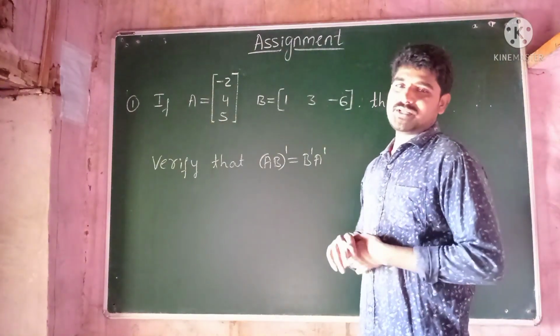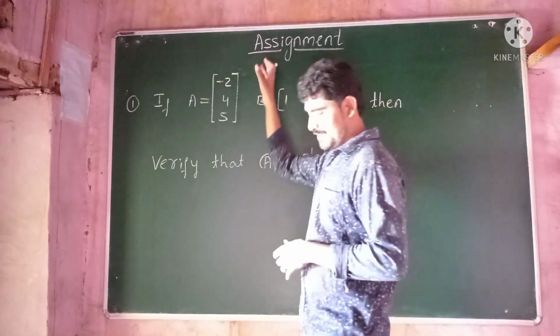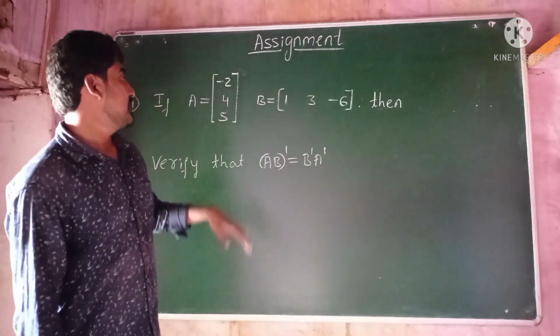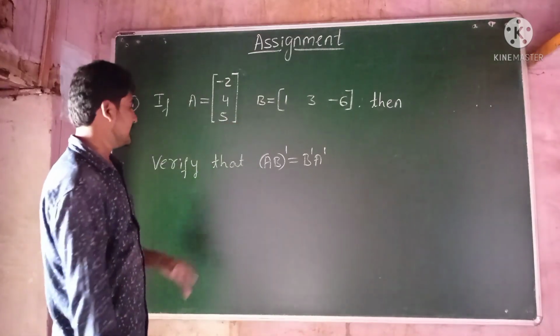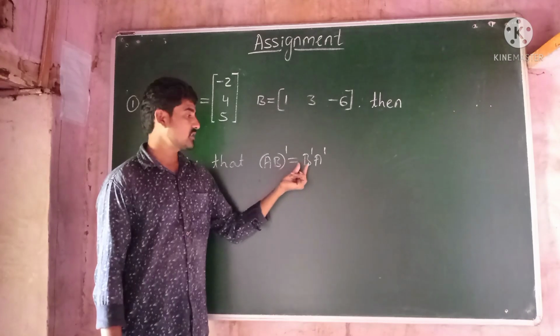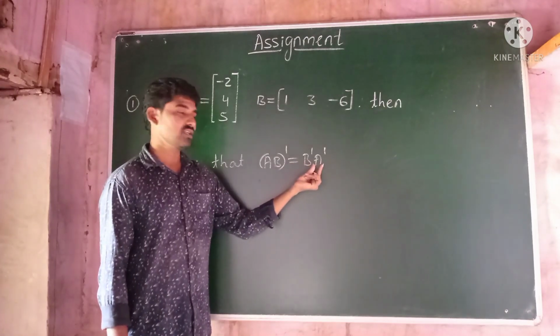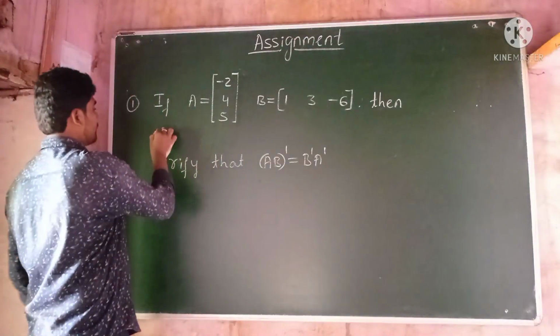I hope all of you understood today's class. So for that, take this question as your assignment. Here the question is, he has given two matrices A and B, and we need to verify that the transpose of the matrix AB is equal to the transpose of the matrix B into the transpose of the matrix A. So this question is important for 5 marks.